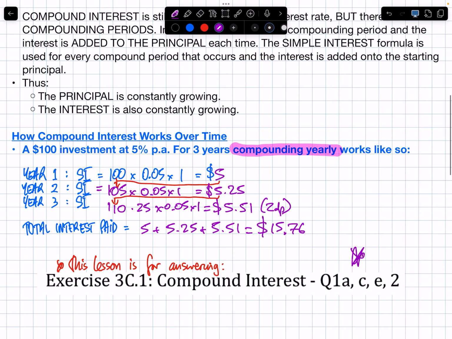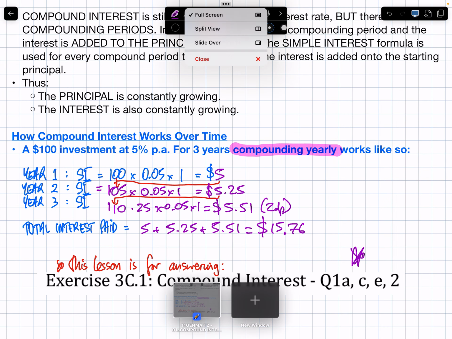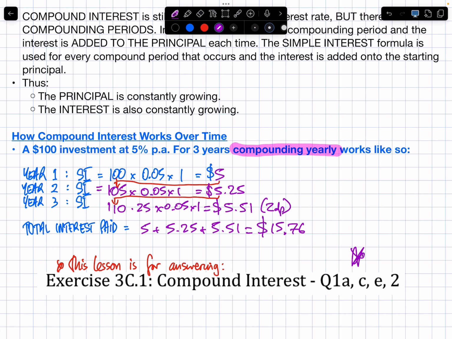Can we have a look at this calculation, please? How often was this compounding? Yearly? And how many years was it for? 3. So how many calculations did we need to do? 3 lines of calculation, okay?